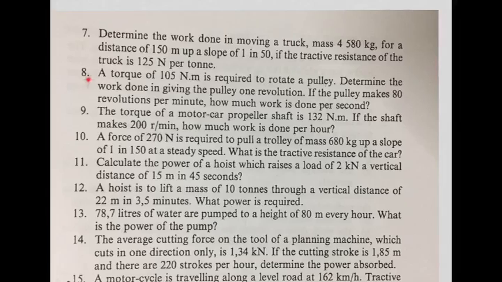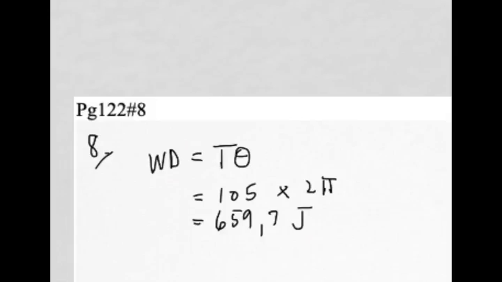Let's start by looking at this very simple number 8. It says a torque of 105 Newton meters is required to rotate a pulley. Determine the work done in giving the pulley 1 revolution. Okay, and then if the pulley makes 80 revolutions per minute, how much work is done per second. Remember that work done per second will in fact be power. Okay, so work done by a torque is the torque multiplied by the angle rotated through in radians.